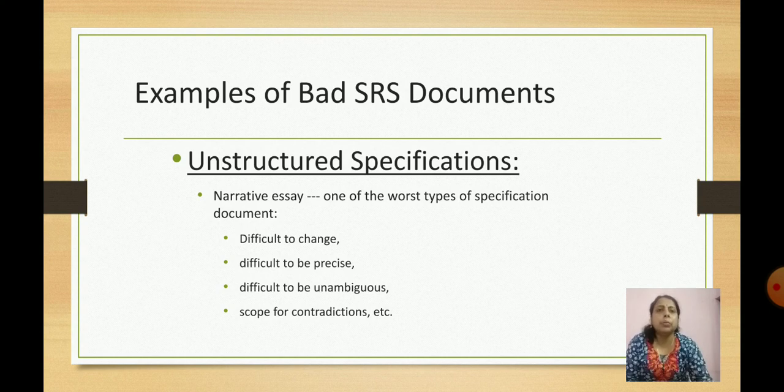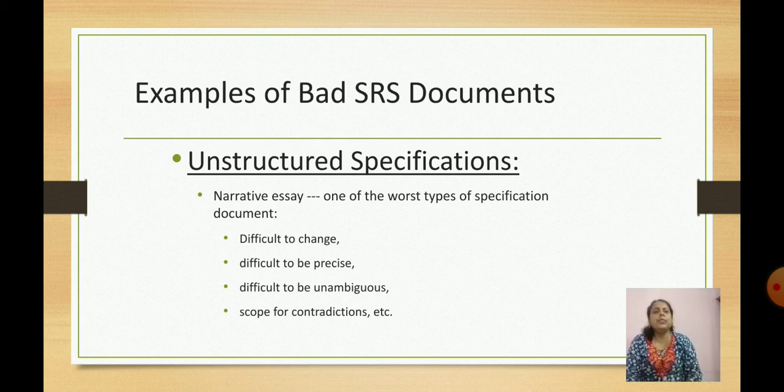Then, examples of a bad SRS document. Unstructured specification. A narrative essay is one of the worst types of specification document. Difficult to change, difficult to be precise, difficult to be unambiguous, scope of contradiction, etc.